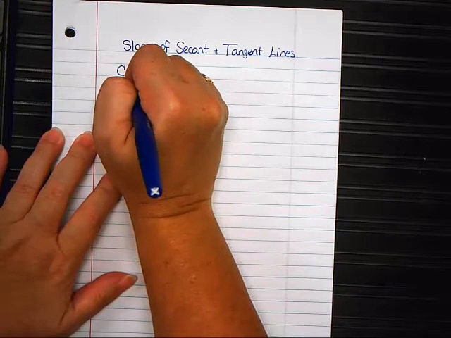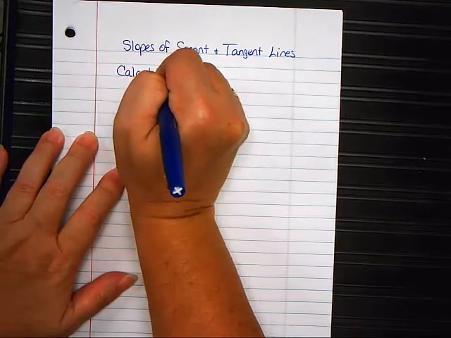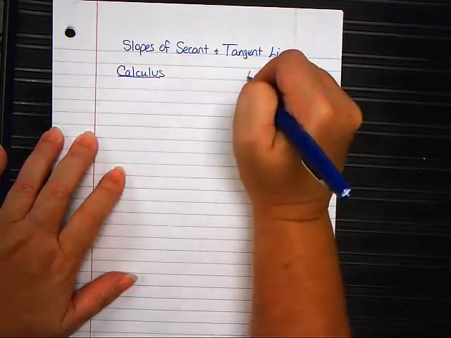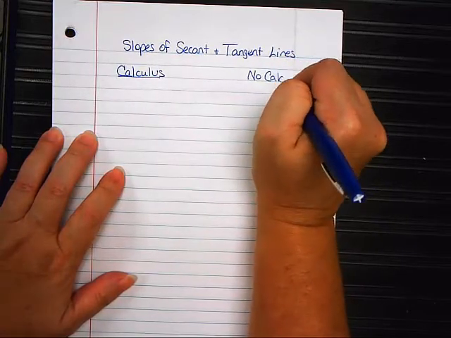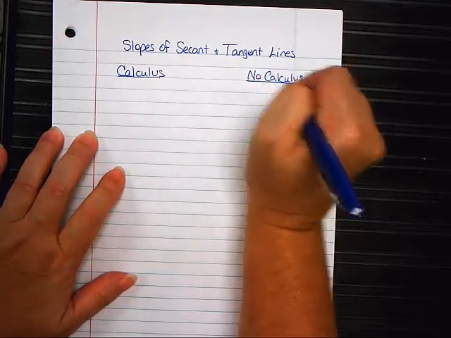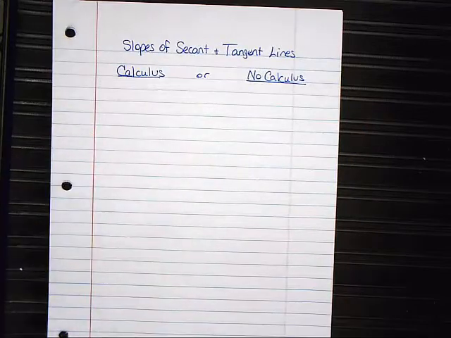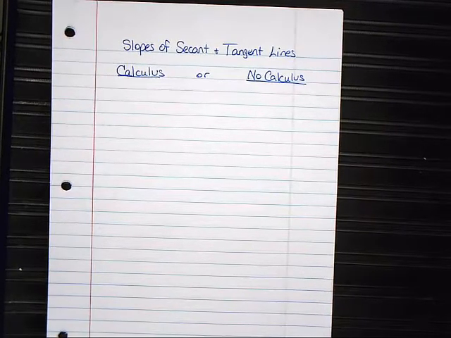So, on your paper, please write 2 columns. Calculus, and then over here put no calculus. So instead of deal or no deal, it's calculus or no calculus. Now, what I'm going to do is give you key phrases that you need to look for within the word problems that you're going to be doing today. If you see the phrases that fall under the calculus column, you're going to use calculus to solve it. If you see the phrases that fall under the no calculus column, you're going to use non-calculus methods to solve them.